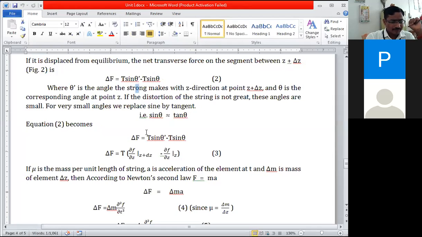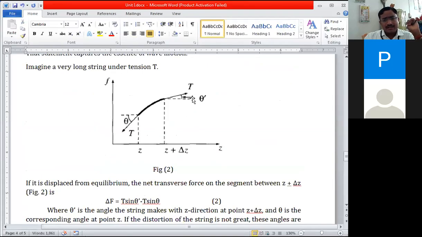The string makes an angle with the Z direction at point Z plus delta Z, and theta is the corresponding angle at Z. We have already seen that when this angle is very small, tan theta, which we say is sin theta divided by cos theta.